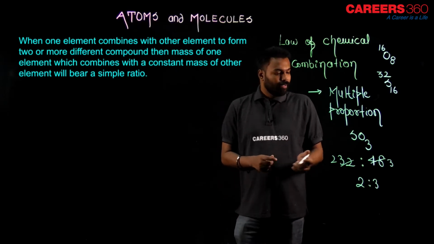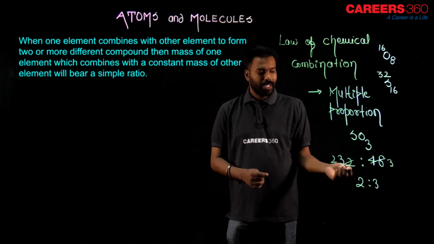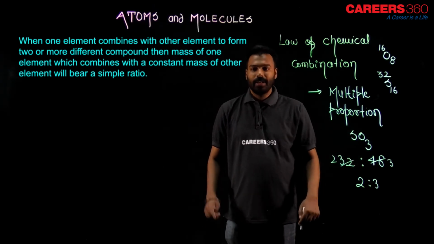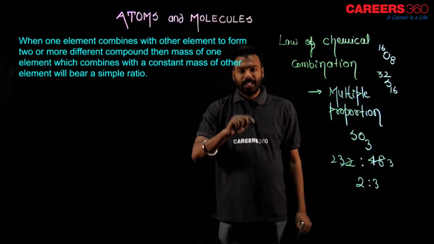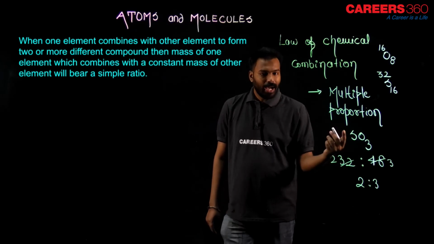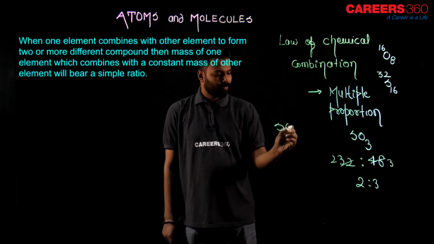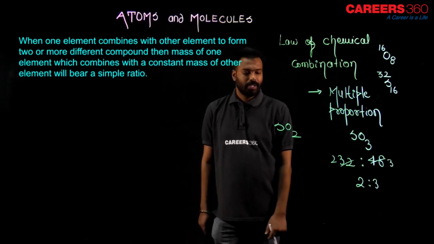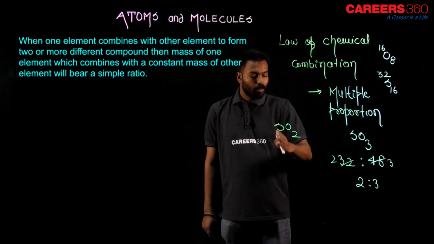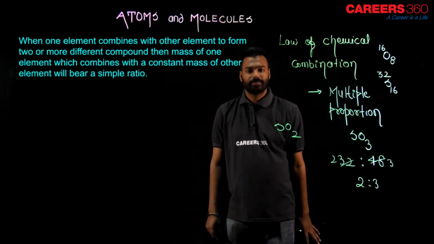Now let me explain the statement of multiple proportion. It states that when 2 elements combine together to make a compound, they have a fixed ratio of mass. When one element combines with another element to form 2 or more different compounds, see here SO3, I can prepare SO2 also, no problem. It is my choice. So, I can go for the SO2 preparation or SO3 preparation.